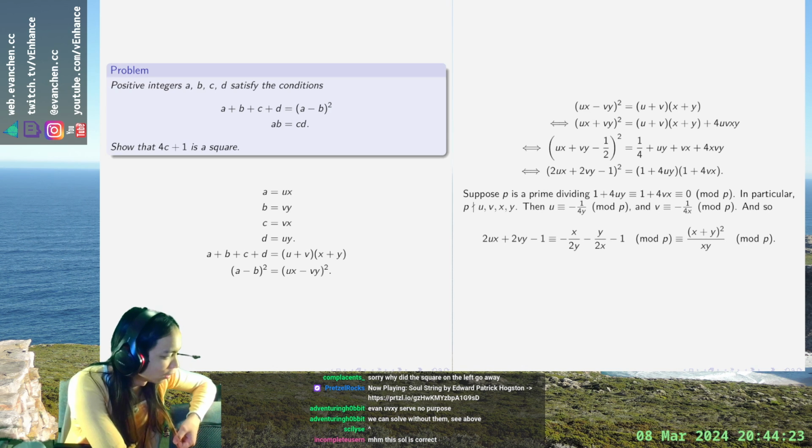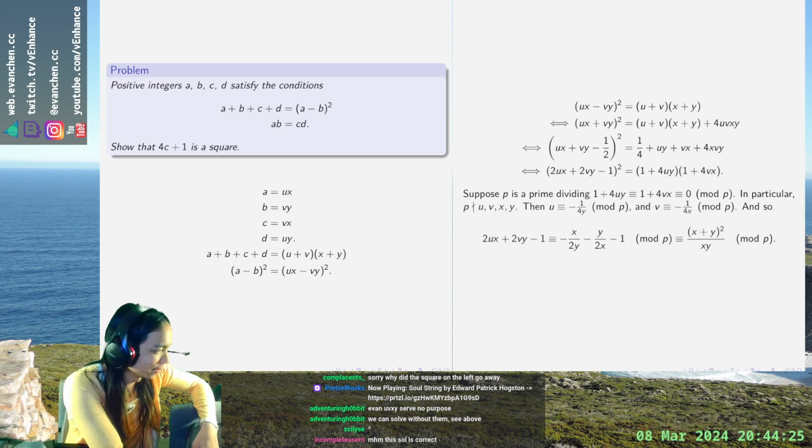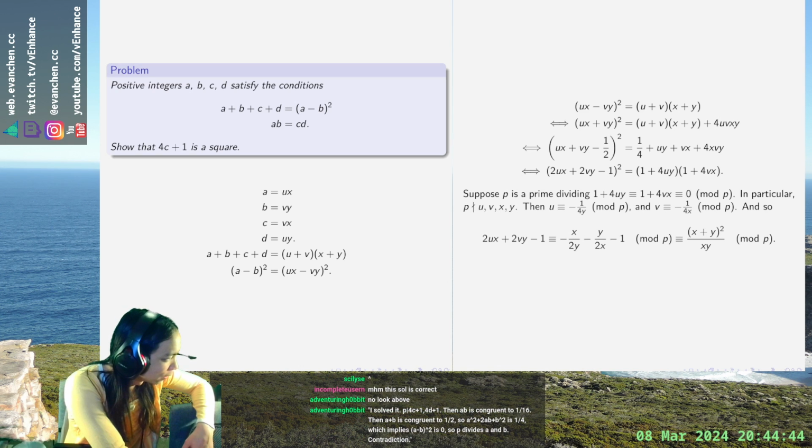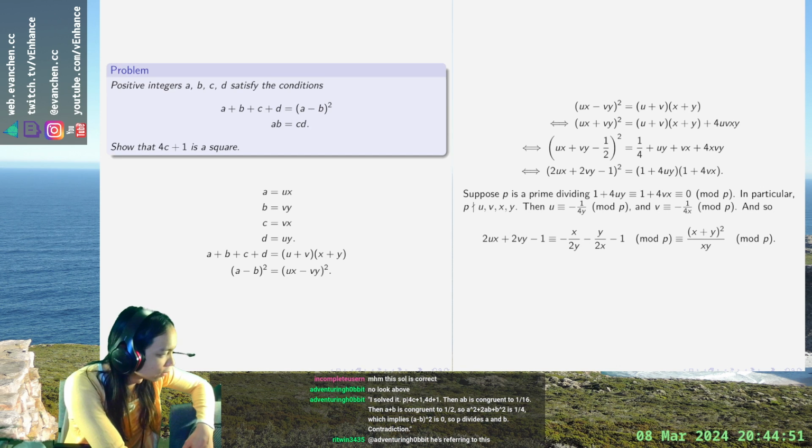No, like it's not true that 1 plus 4c and 1 plus 4d are coprime. Or not 1 plus, yeah. Right? Is it? Wait. I thought someone said earlier that it wasn't true that they are. Okay, wait. What the... What on earth?